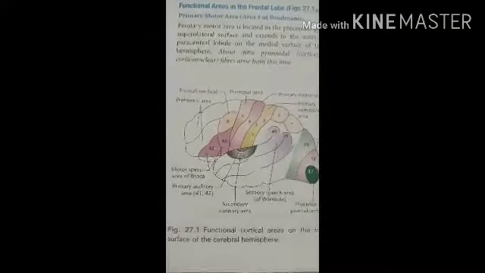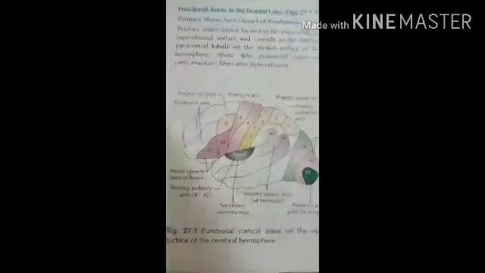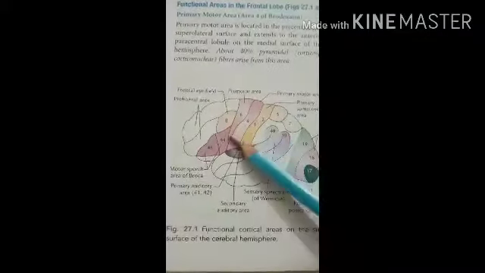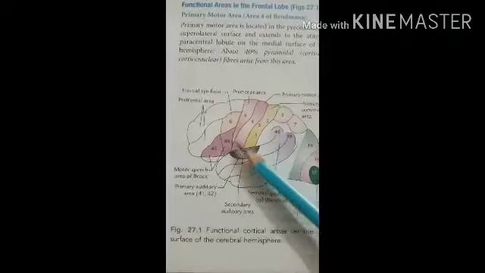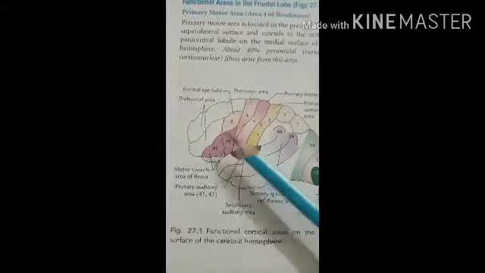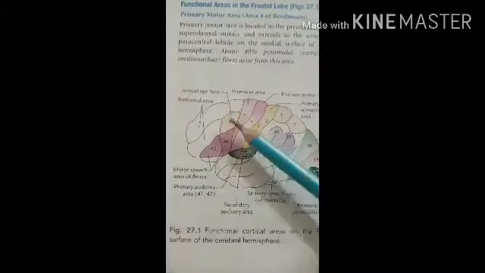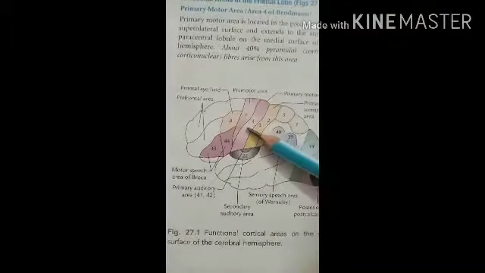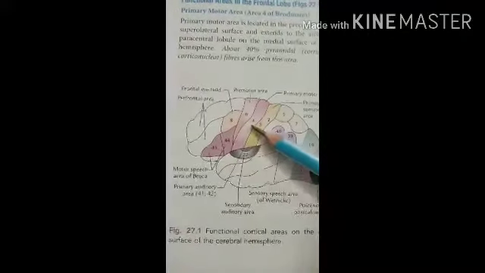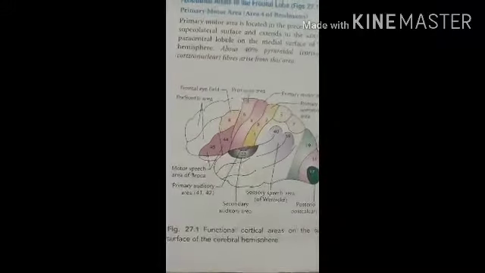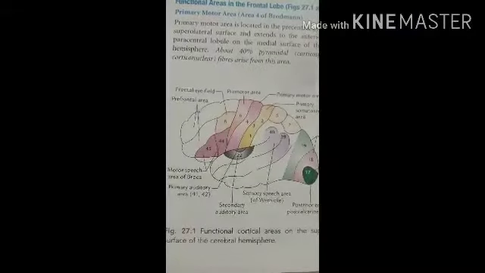Then the next is the premotor area, or area number 6. So this one, the premotor area. It is located anterior to the primary motor area and the posterior part of the superior, middle and inferior frontal gyrus. This area is responsible for performance of voluntary motor activities initiated in the primary motor area.